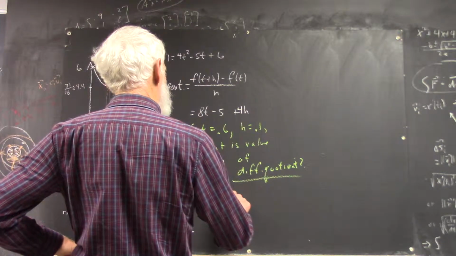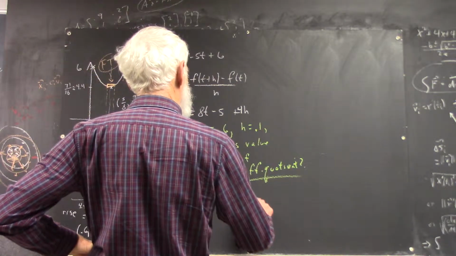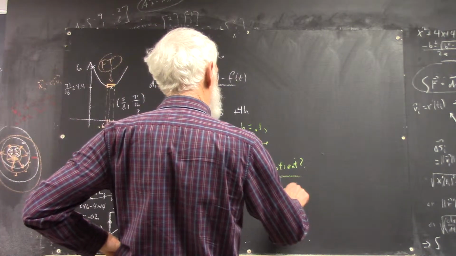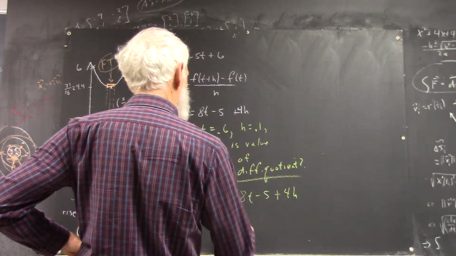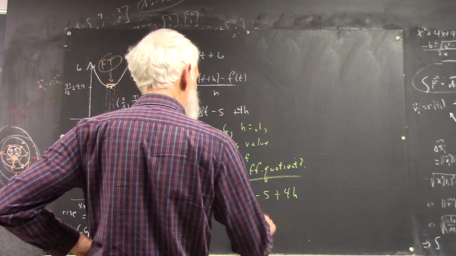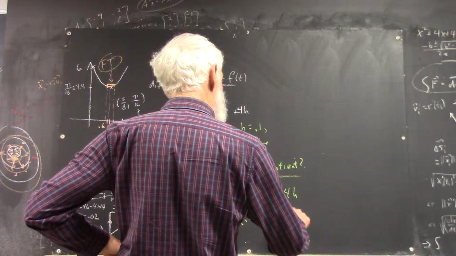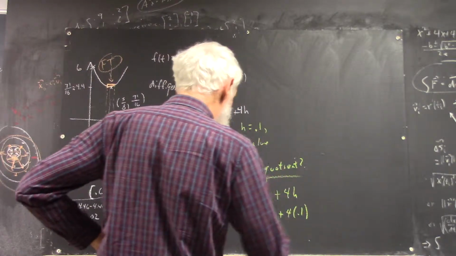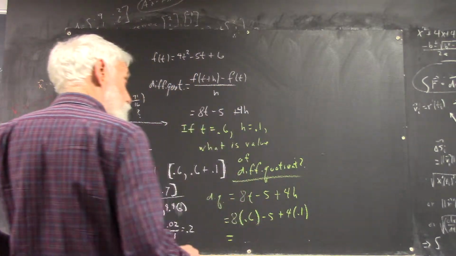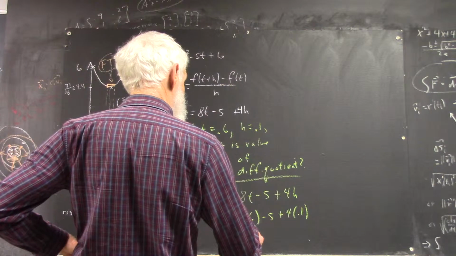Well, the difference quotient equals 8t minus 5 plus 4h, which equals 8 times 0.6, because t is 0.6, minus 5 plus 4h, which is 4 times 0.1. And if you figure all that out, you get 0.2.